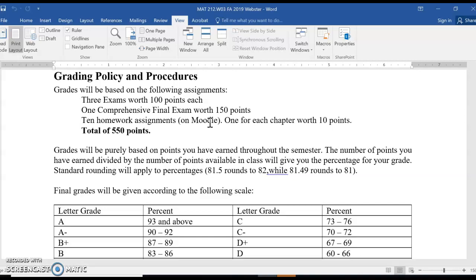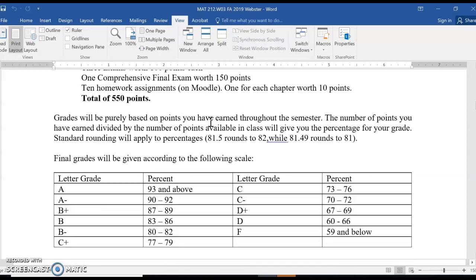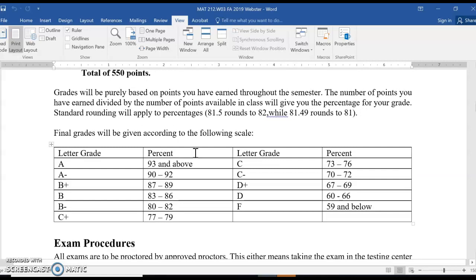Okay. Now that comes out to a total of 550 points, and basically however many points you earn divided by 550 will be your grade in the class. And standard rounding applies, but you can see how numerically your letter grade is associated with the percentage of points that you earn.